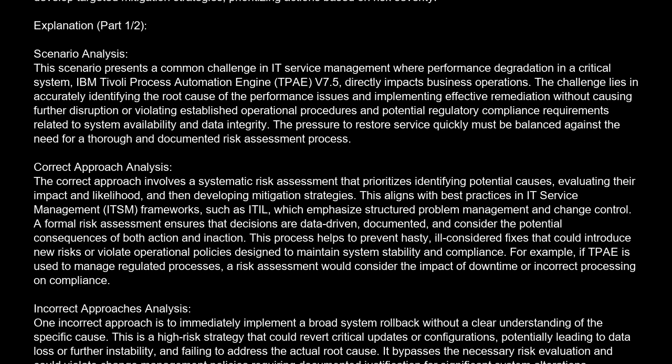Incorrect approach analysis. One incorrect approach is to immediately implement a broad system rollback without a clear understanding of the specific cause. This is a high-risk strategy that could revert critical updates or configurations, potentially leading to data loss or further instability, and failing to address the actual root cause.